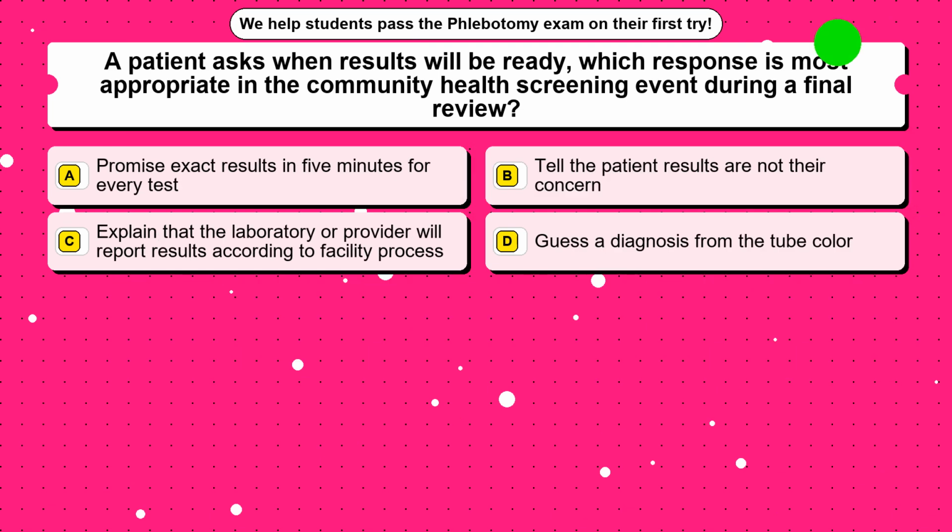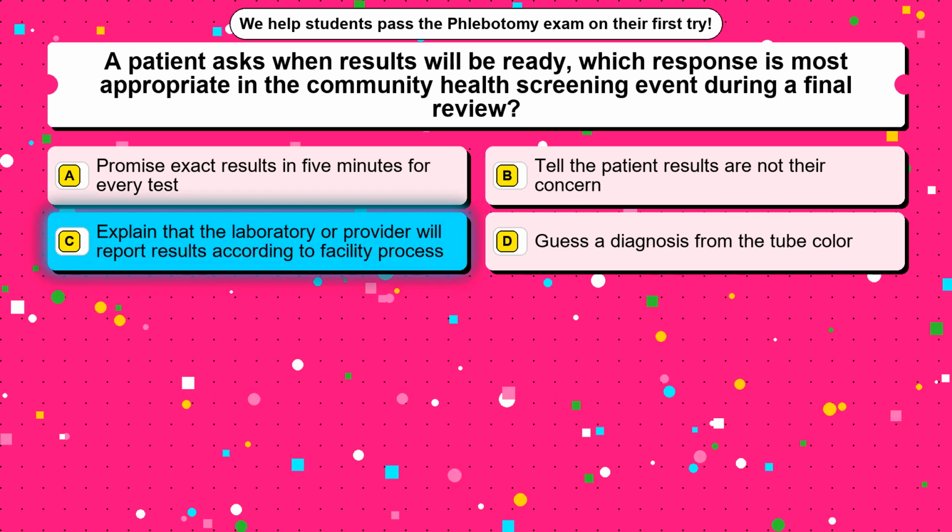Question 96. A patient asks when results will be ready. Which response is most appropriate in the community health screening event during a final review? Option A. Promise exact results in 5 minutes for every test. Option B. Tell the patient results are not their concern. Option C. Explain that the laboratory or provider will report results according to facility process. Option D. Guess a diagnosis from the tube color.